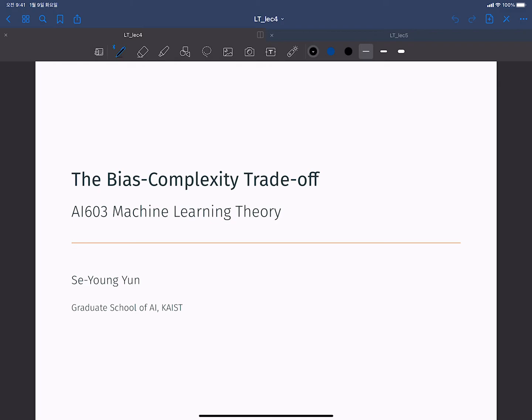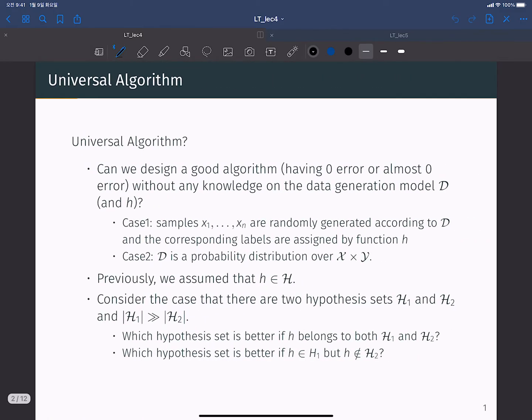So there is a trade-off. If you use too complicated a hypothesis set, then you need a lot of samples, a huge training set. On the other hand, if you use too simple a hypothesis set, then with high chance the true hypothesis is not a member of your hypothesis class. So there exists some bias error. So this is the bias and variance trade-off, or bias and complexity trade-off, and this is the key part of machine learning. In most machine learning research, we always try to figure out how to control the bias and variance trade-off. Okay, let's start.